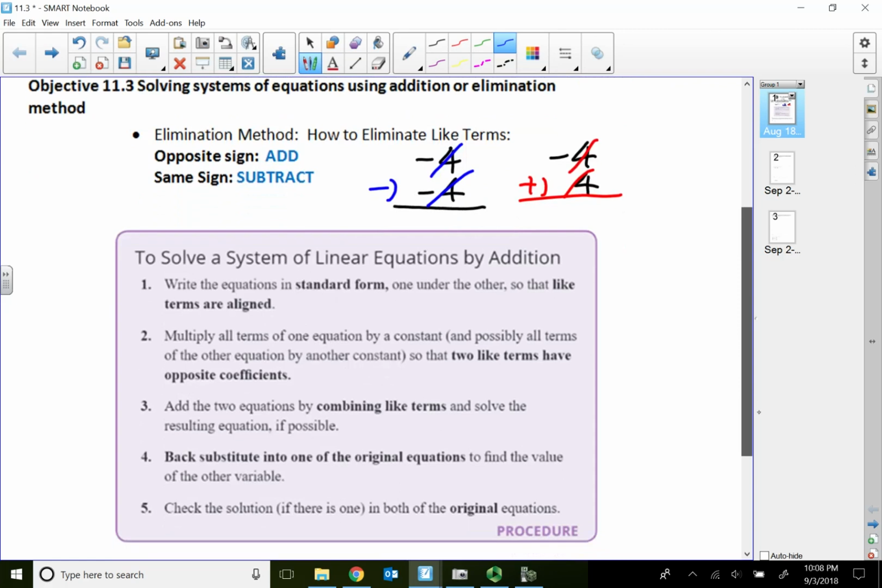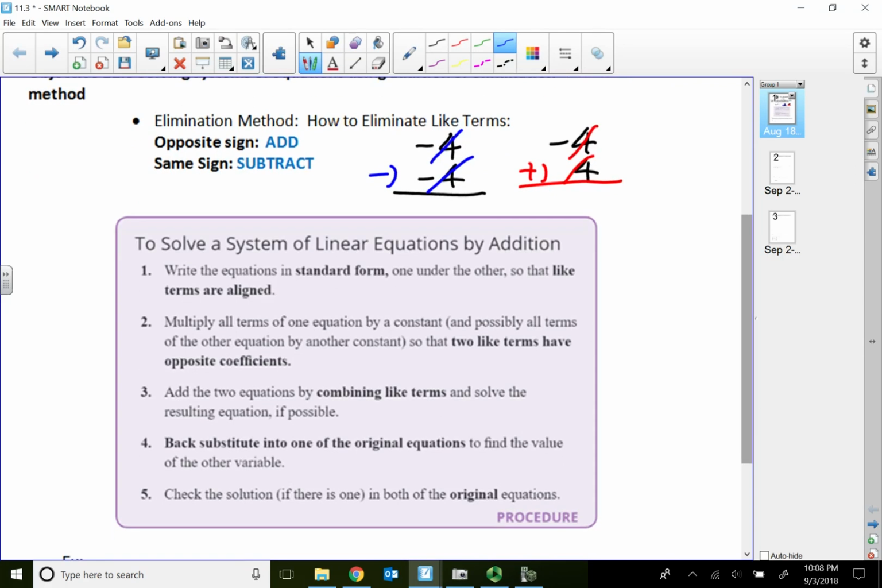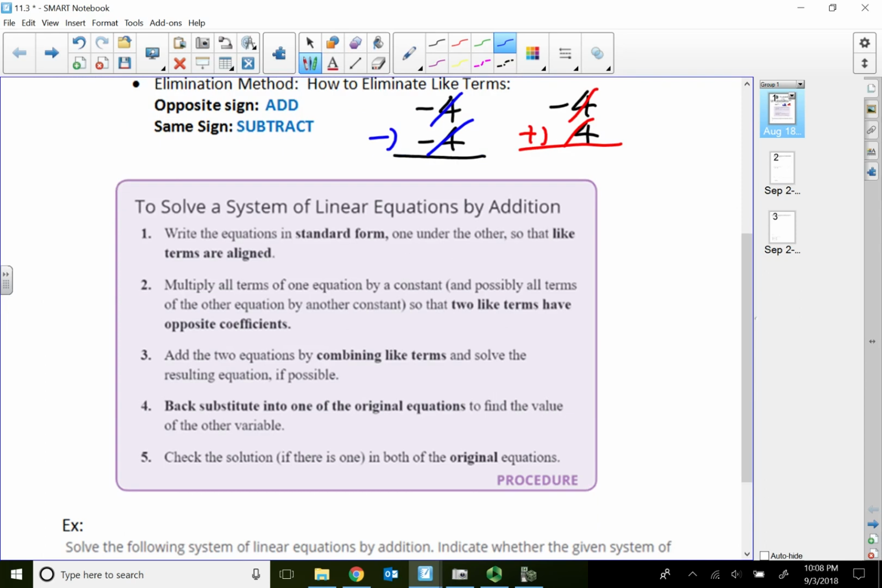All right, so here are the procedure or steps that I get from the textbook. It says write the equations in standard form, one under the other, so the like terms are aligned. Then multiply all terms of one equation by a constant so that two like terms have opposite coefficients.